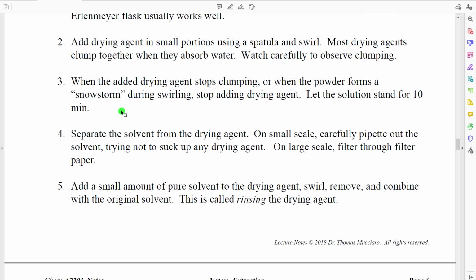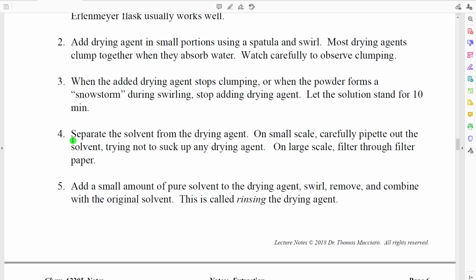We continue to add small portions until we notice that the new portions don't clump, or when we swirl it, we get a snowstorm of the fine powder. At that point then, we stop adding drying agent and we let the solution stand for about 10 minutes to complete the absorption of water.